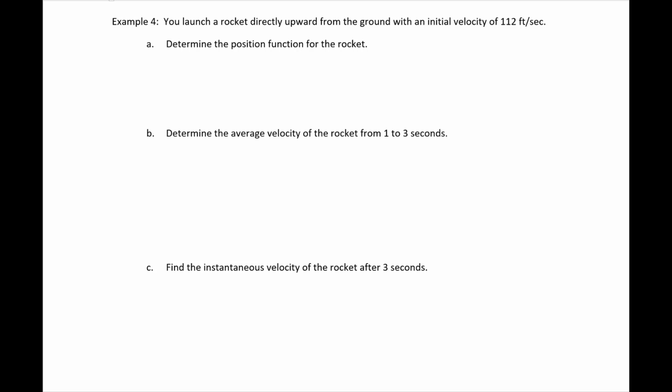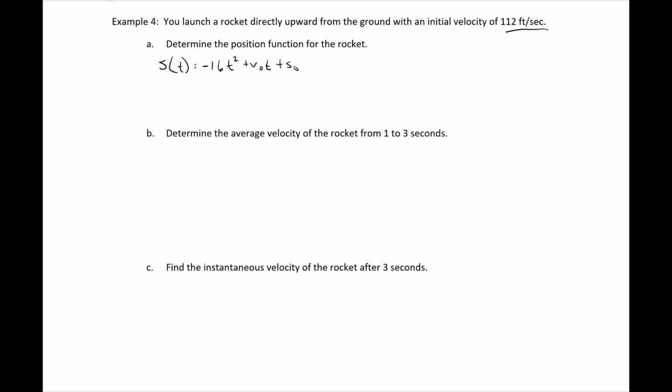Since we know in this case the initial velocity was measured in feet per second, that tells us we're going to use the position function s of t equals negative 16t squared plus v sub 0 t plus s sub 0, where t is time in seconds, v sub 0 is the initial velocity, and s sub 0 is the initial position.